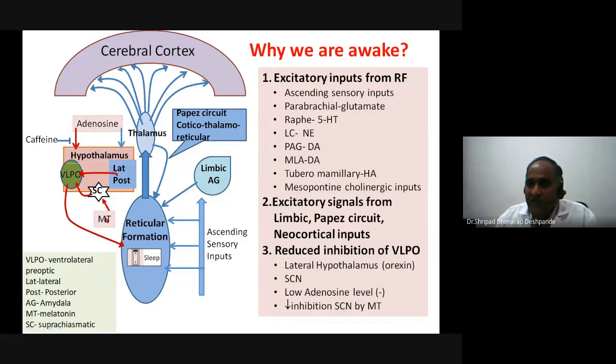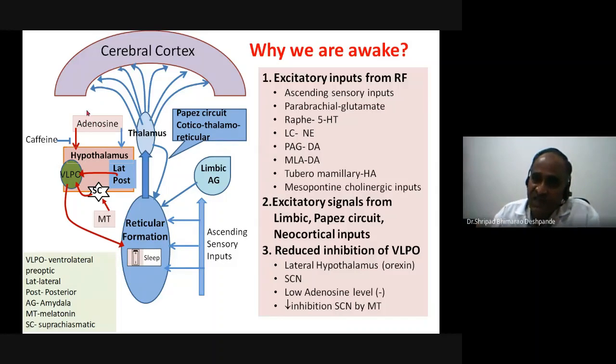Now we have melatonin levels. Melatonin is a hormone which is secreted in the night. In the daytime, the melatonin is not secreted, and if the melatonin is not there, it does not activate the suprachiasmatic nucleus, or it does not activate the VLPO. So through 2-3 mechanisms that would try to disinhibit the VLPO activity.